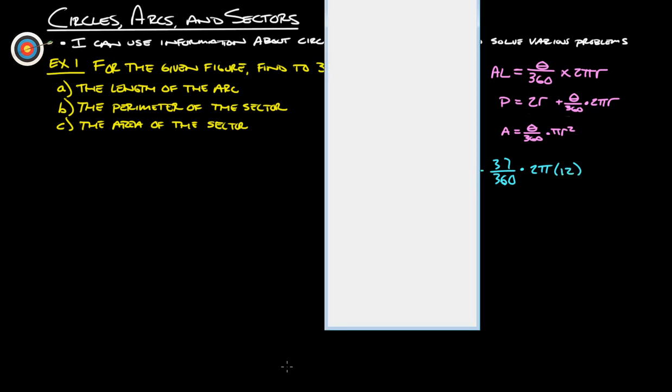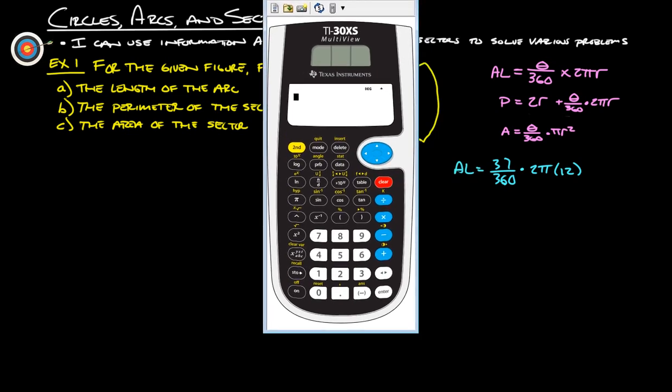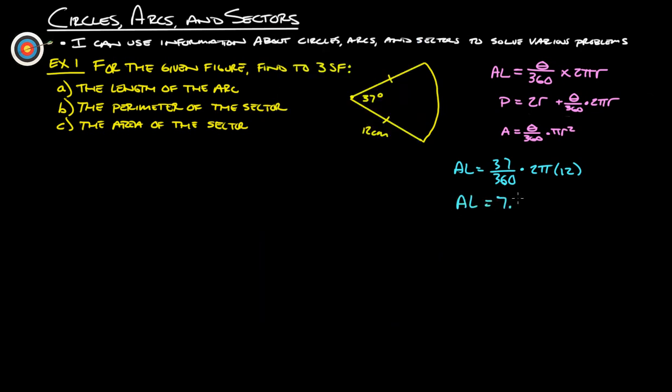Okay, so now we're just going to go through and calculate that out and see what we get. So 37 divided by 360. This tells us that this is like 10.277% of an entire circle. So it's only about a tenth of a circle. Okay, so we take that and then we're going to multiply that by 2 times pi times 12. And this gives us the arc length, which is 7.749, so we'll call it 7.75. Arc length 7.75, and this is all in centimeters. Okay, so that is part A.